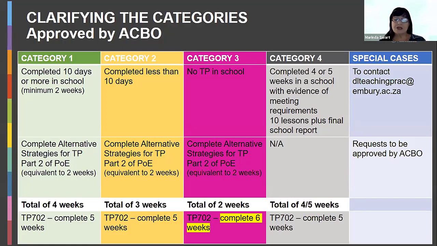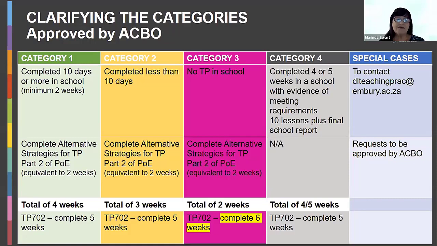Maybe I should just mention at this point in time, remember, all students must do part 1 of the portfolio. However, category 1, 2, and 3 must also do part 2 of the portfolio. This slide focuses specifically on the time that you've lost in schools. Right, so if we go back to category 2, you've completed less than 10 days, you do the alternative strategies equivalent to 2 weeks.